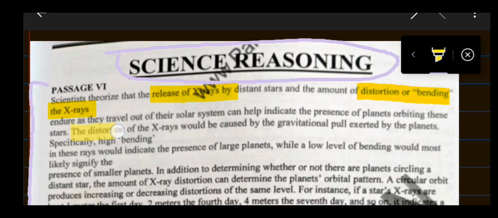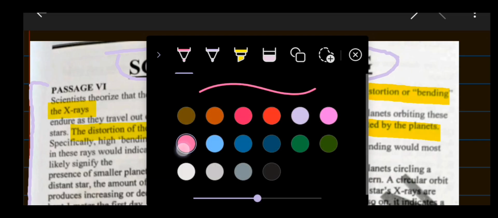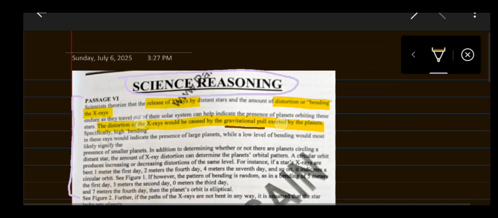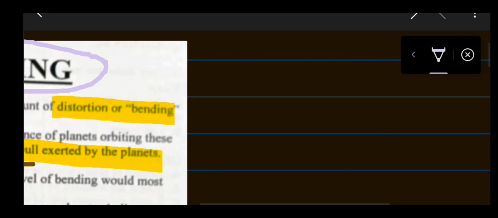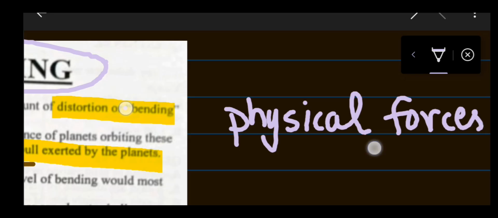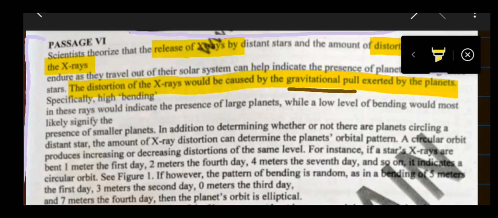The distortion of X-rays would be caused by gravitational pull. So we can say that the distortion of X-rays can be caused by some physical forces too. So physical force is gravitational pull. Let me write here: physical forces.